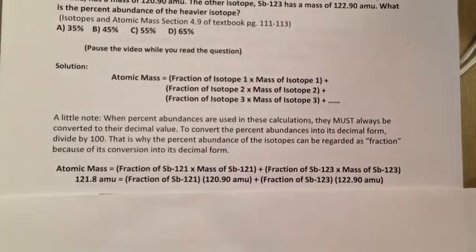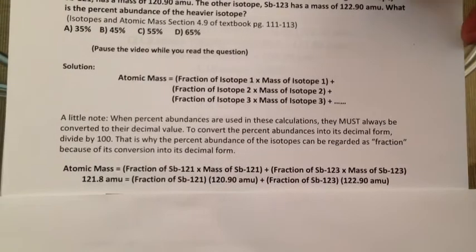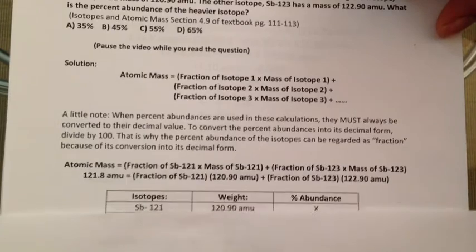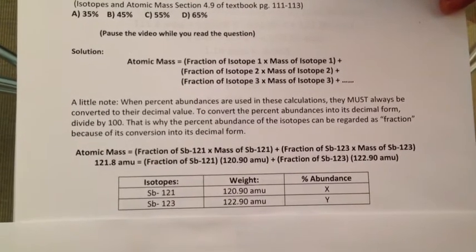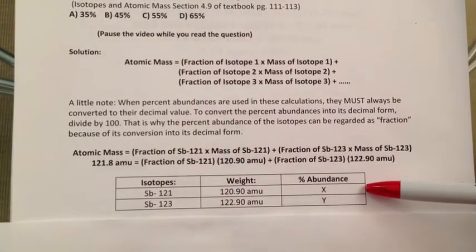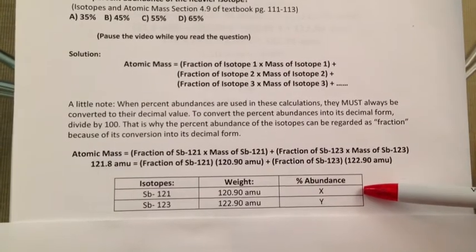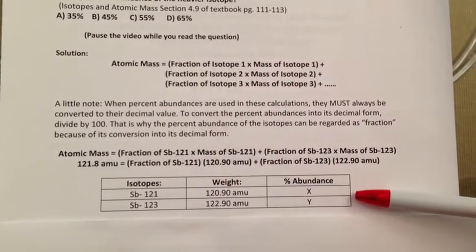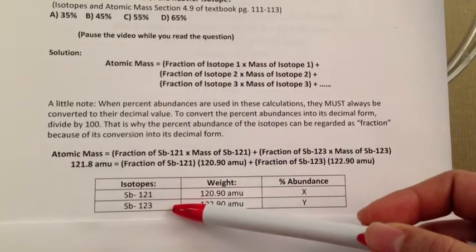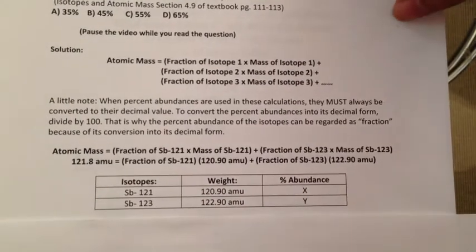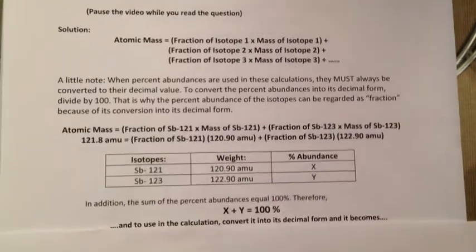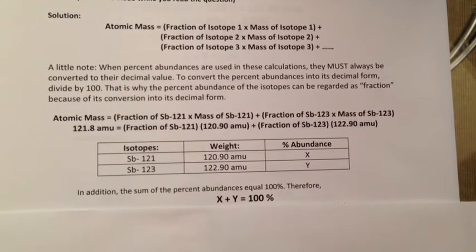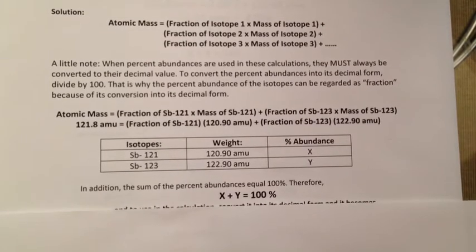The percent abundance of the naturally occurring isotopes of antimony will each be different. X represents the percent abundance of antimony 121, and Y represents the percent abundance of Sb 123. In addition, the sum of the percent abundances equal to 100%.